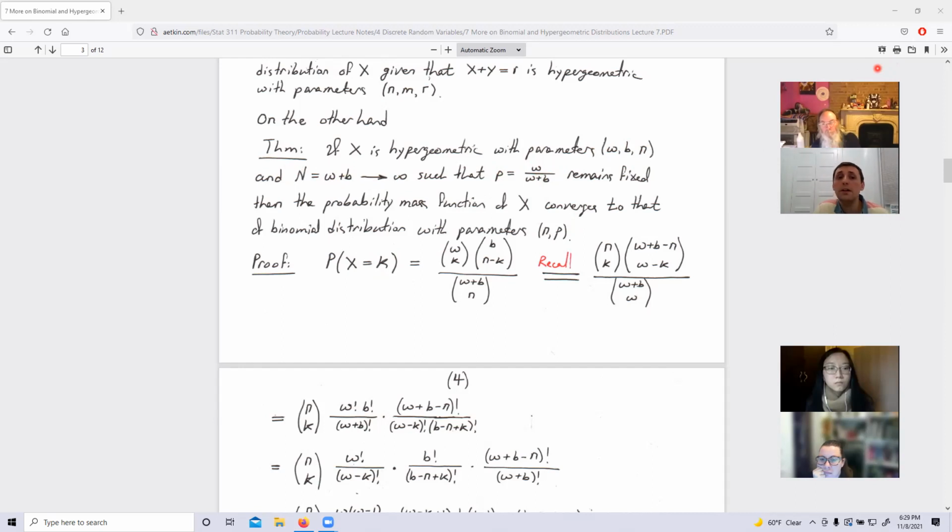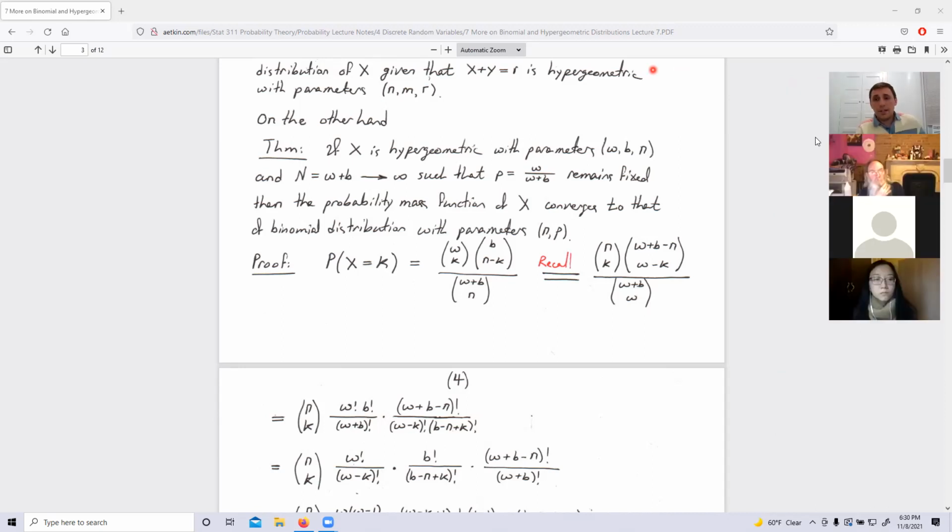It means that if you have many balls altogether, let's say you have 6 million balls and 3 million of the balls are white, right? And you want to sample, let's say, 5 balls. Then it's almost as if what you're doing is a binomial distribution, because when you remove a white ball, you don't affect very much the amount of white balls that are still available. So it's almost independent. That's what I'm trying to say. Make sense?